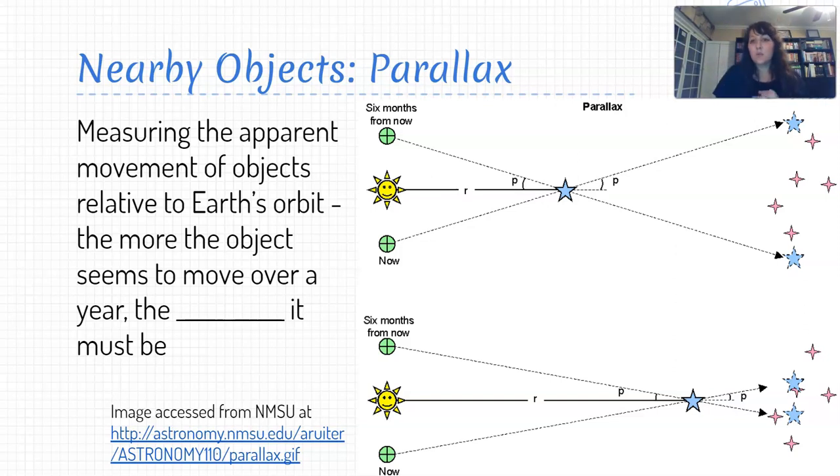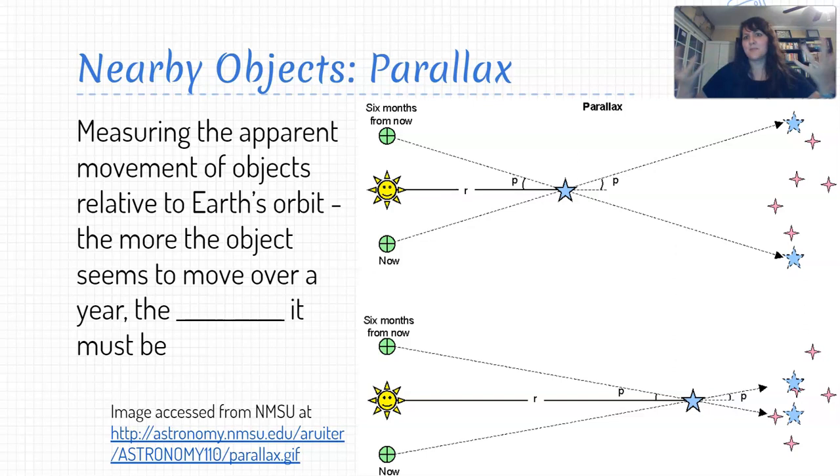Okay, so here's the idea with parallax. We know that we are moving within the universe as we orbit around the sun. That's a very predictable movement that we are going through. So we're not staying stationary. We are moving around. And as we move through our orbit from one side of the sun to the other, we end up seeing things looking a little bit different. Certain stars don't appear in the same location in the sky that they did 6 months ago when we were on the other side of the sun.